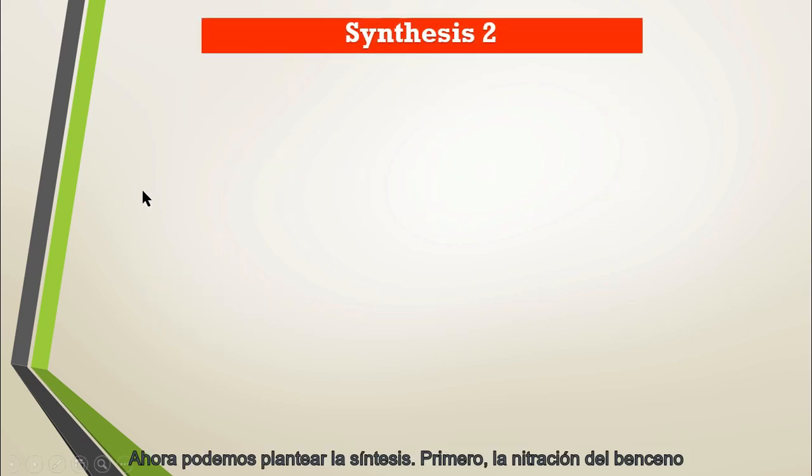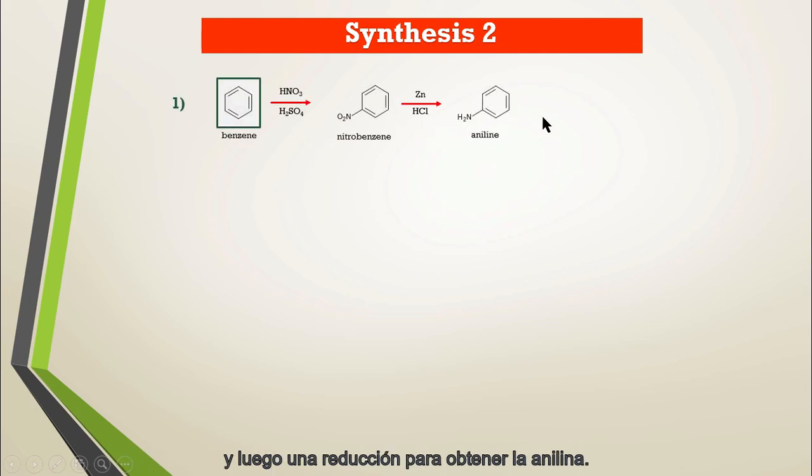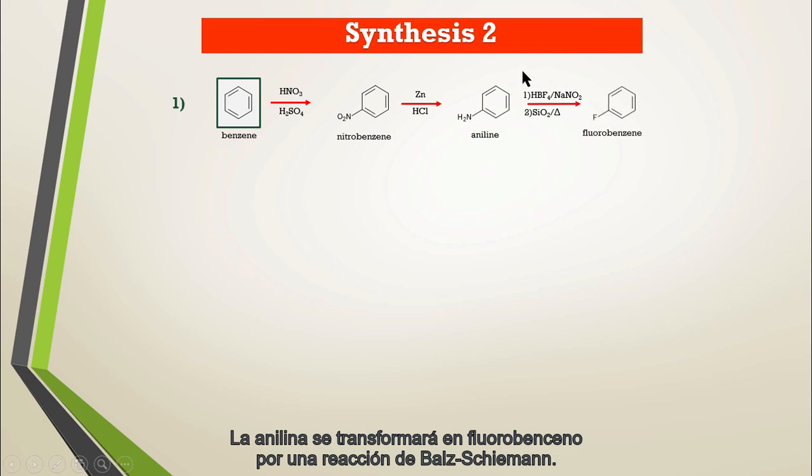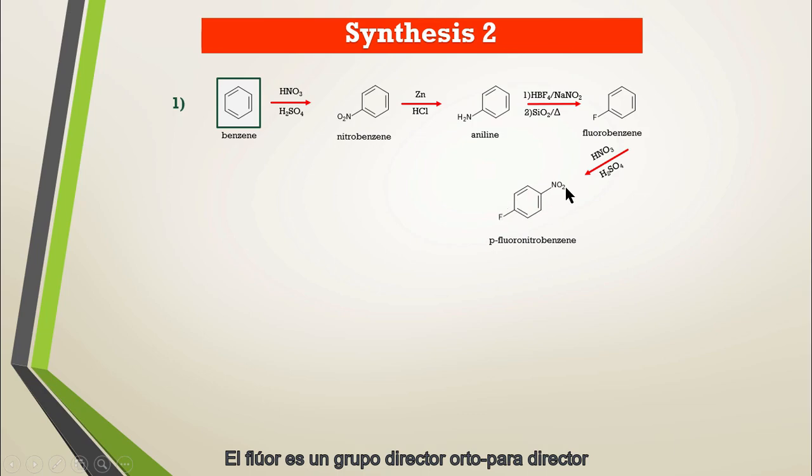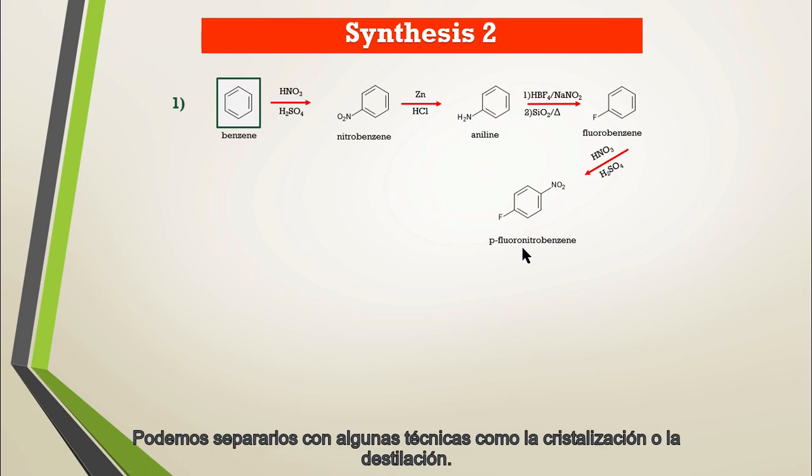Now we can propose the synthesis. First, the nitration of benzene, and then a reduction to get aniline. The aniline will be transformed into fluorobenzene by a Balz-Schiemann reaction. The fluorine is an ortho-para directing group, so the para-fluoronitrobenzene and the ortho-fluoronitrobenzene are obtained. We can separate them with some techniques, like crystallization or distillation.